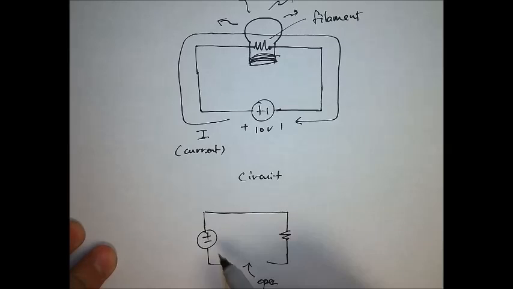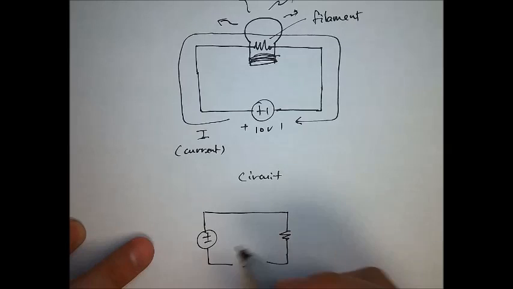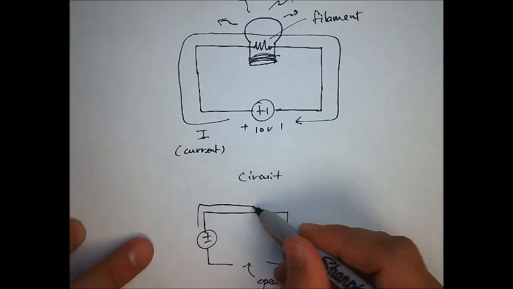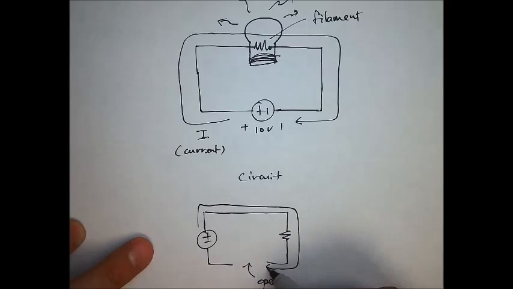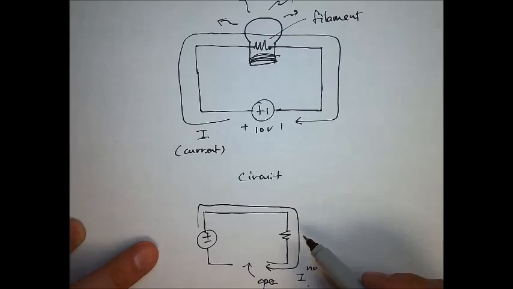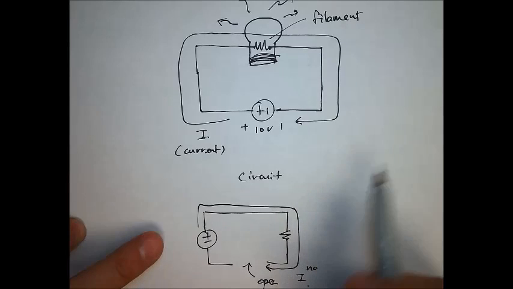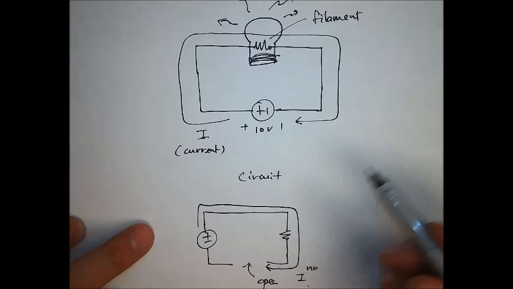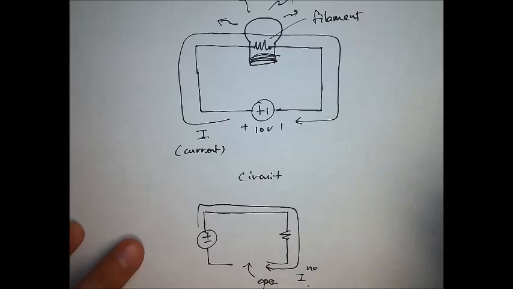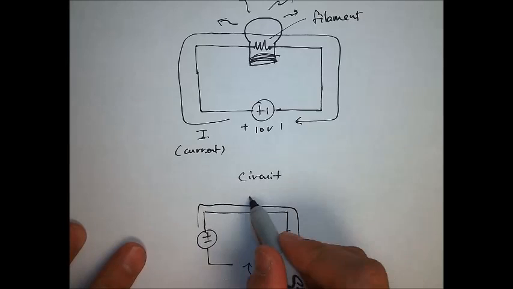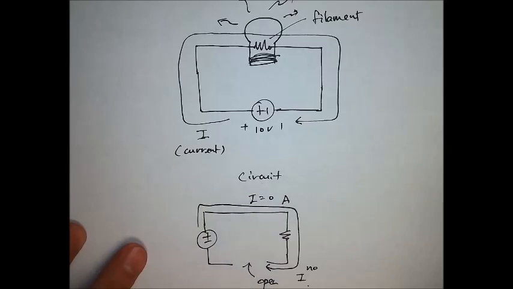Then there's no path for the current to flow. The current is going in this direction. It's flowing through here, and then there's a break. So there's no current. So in this circuit, the light bulb won't light up, basically, because the current is not flowing through. We don't have this current. So this is equal to 0 amperes.